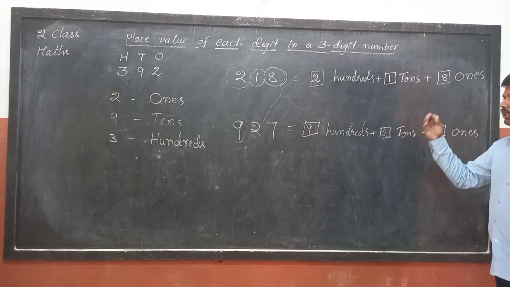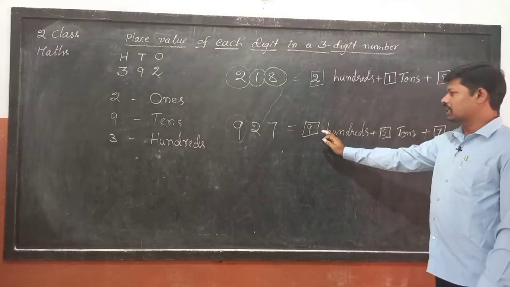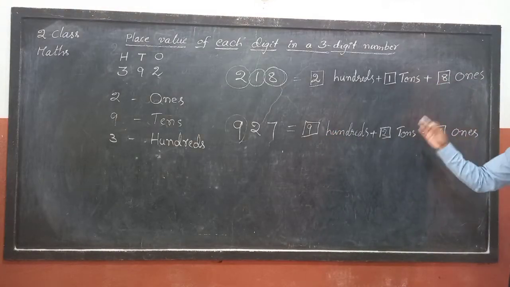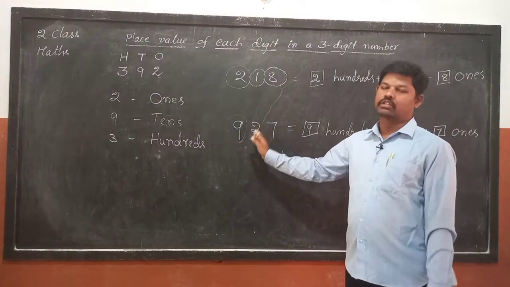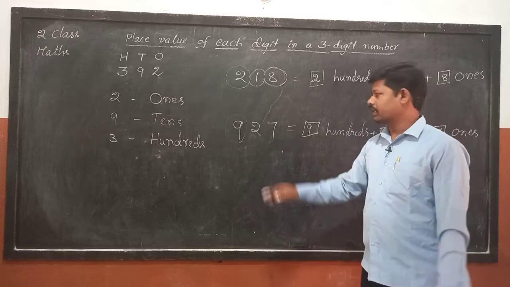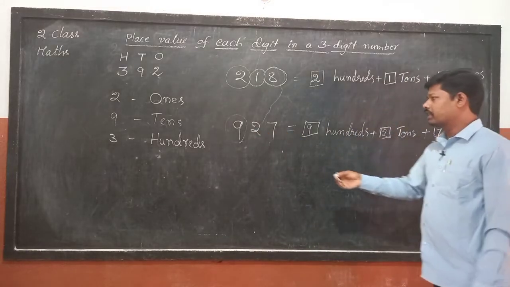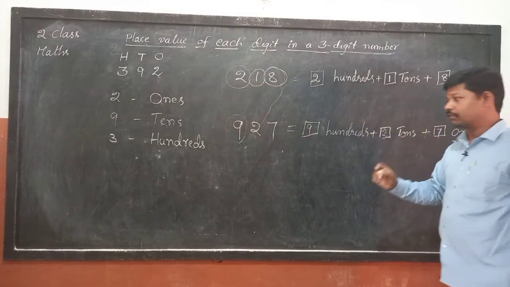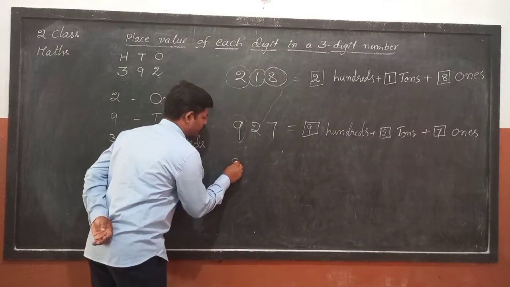If it is a 3-digit number, you have to write first the hundreds place, tens place, then ones place, like this. So naturally you will read from right to left: ones, tens, hundreds. For example, if there is a 0 in the middle, 0 tens. If it is 0 in the ones place, 0 ones. One more we will take with zeros.